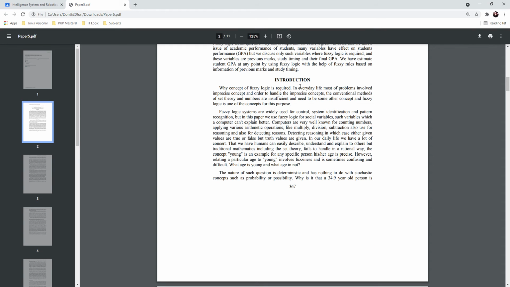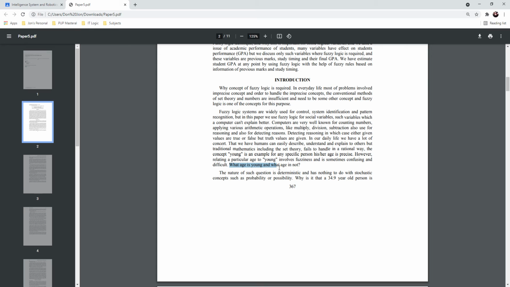As part of their introduction, fuzzy logic is already widely used for control, system identification, etc. Computers are well known for counting numbers, doing mathematical operations, and they can say that a value is true or false. But there are other aspects that humans can easily describe, understand, and explain to others, but traditional mathematics, including set theory, fails to handle. For the example earlier, the concept young is an example: for any specification, a person's age is precise, however, the particular age of young involves fuzziness and is sometimes confusing.